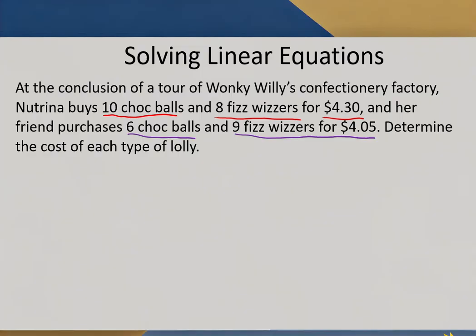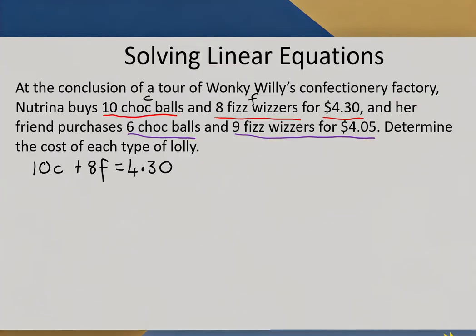Now, because we don't know the price, I'm going to label shock balls as a C and fizz whizzes as an F. So that's the price per fizz whizz, and that's the price per shock ball. So the first one, I'm going to have 10 shock bowls, so 10C, plus 8F is equal to $4.30.